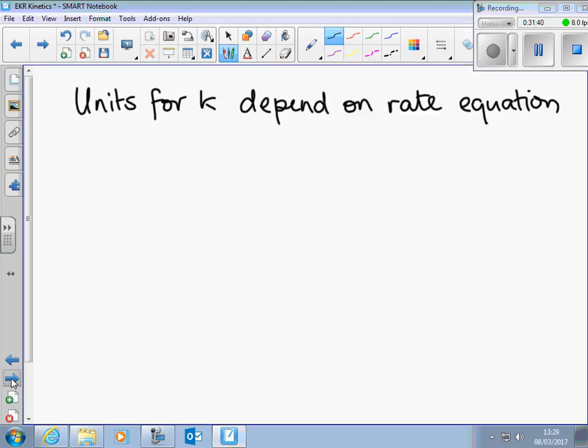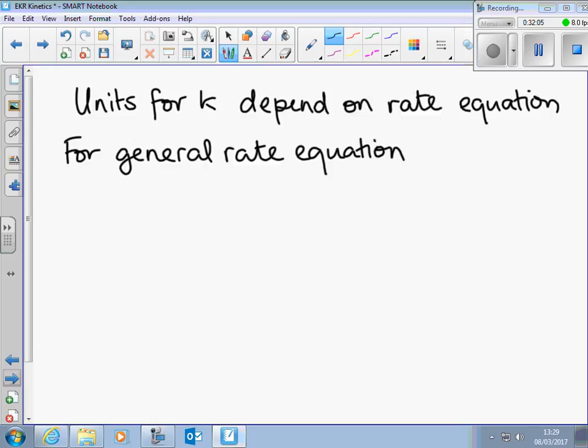Now, if we just start with the obvious, the stuff that we know. Let's just have a general rate equation, the one that we had earlier on. For a general rate equation, which is the one that you will usually see, probably in those handouts I've just given you, the rate equals K, then A to the M, B to the N. Sorry, that got a bit squashed.